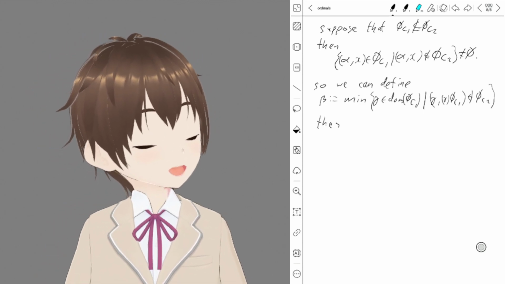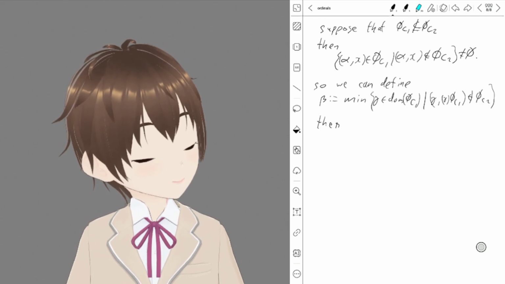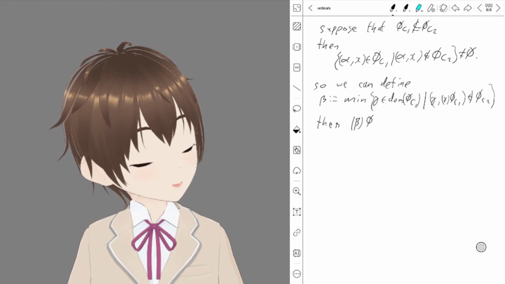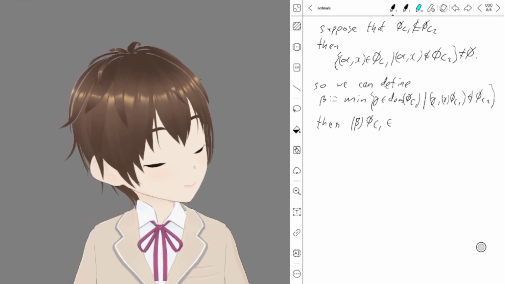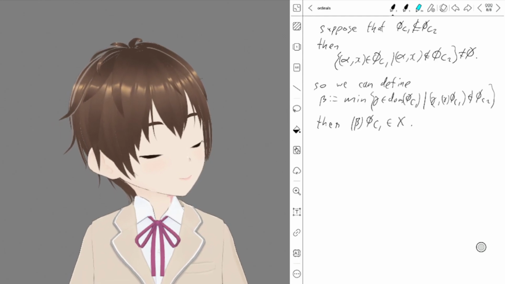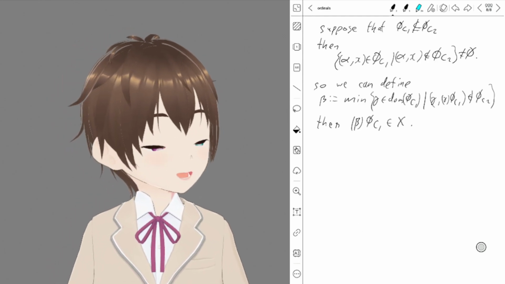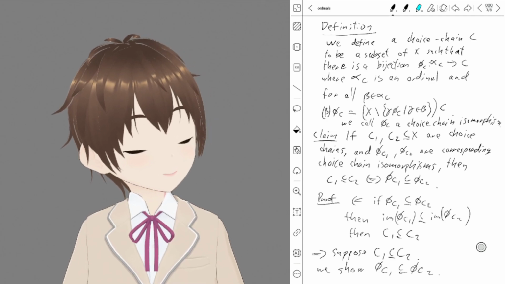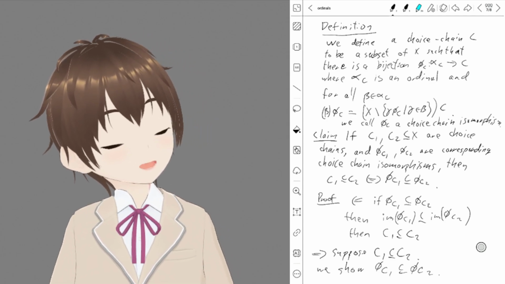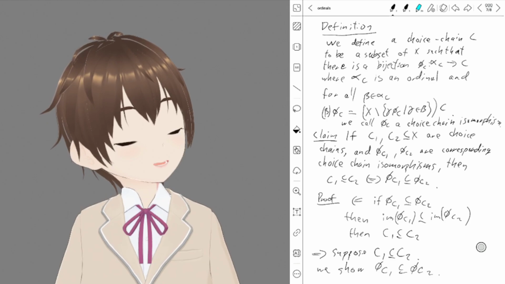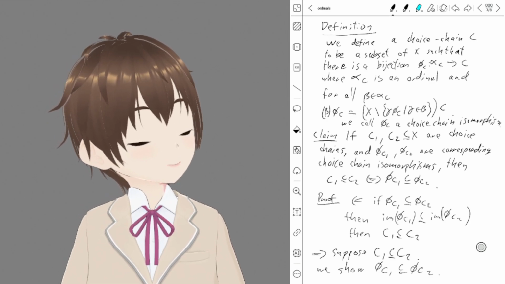And I know that beta is in the domain of phi C1. So this is well defined, and phi C1 of beta is in X. And I know what it is because I told you what it has to be for a choice chain. Phi C1 has to map beta to the smallest thing which is not in the image of the smaller things under phi C1.